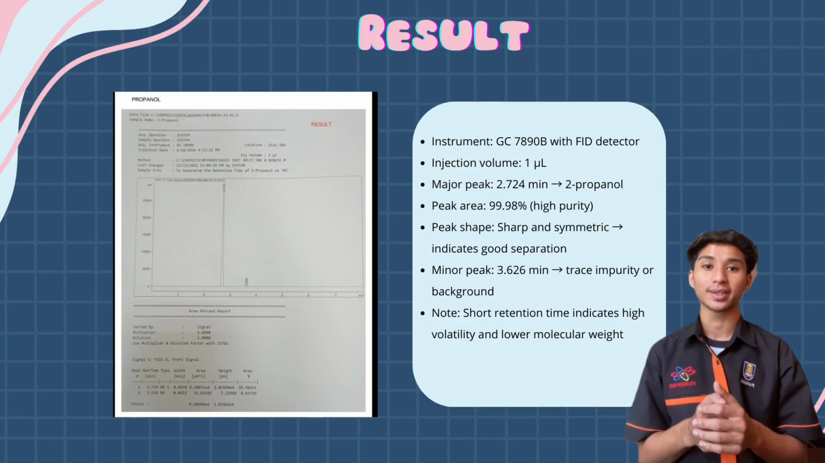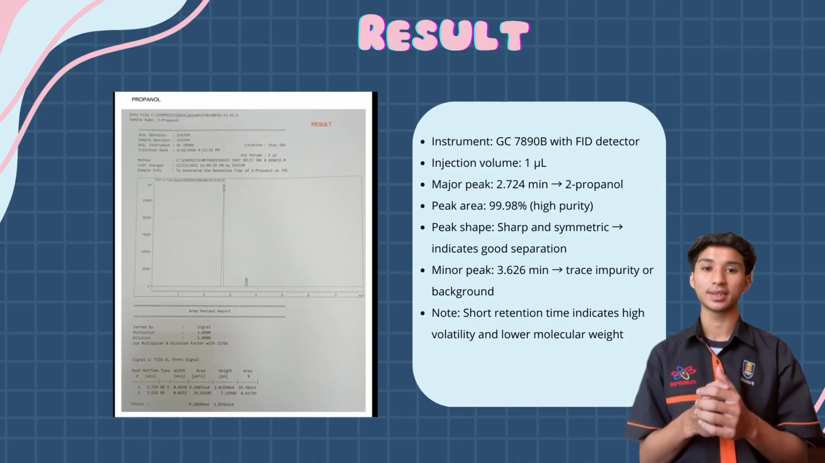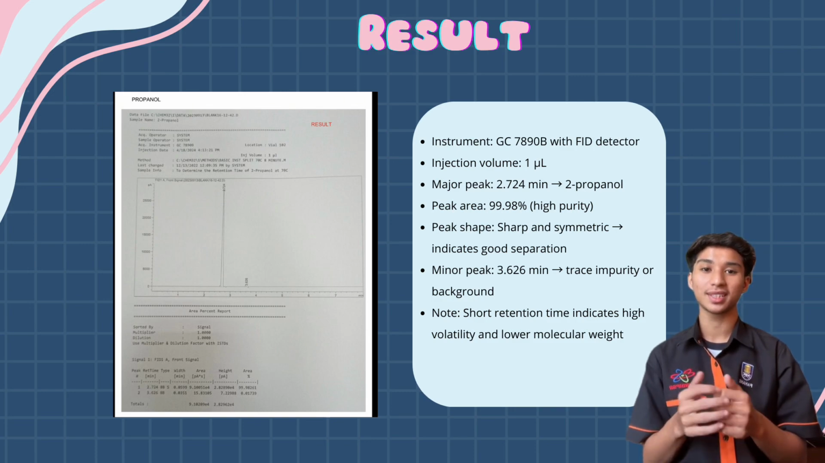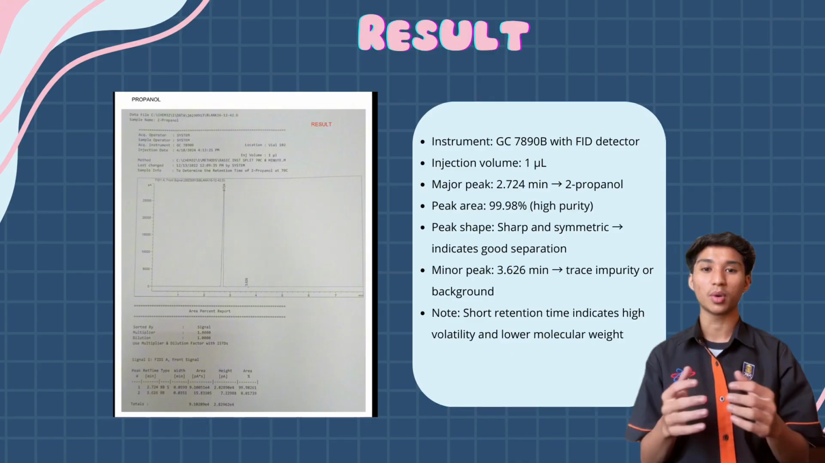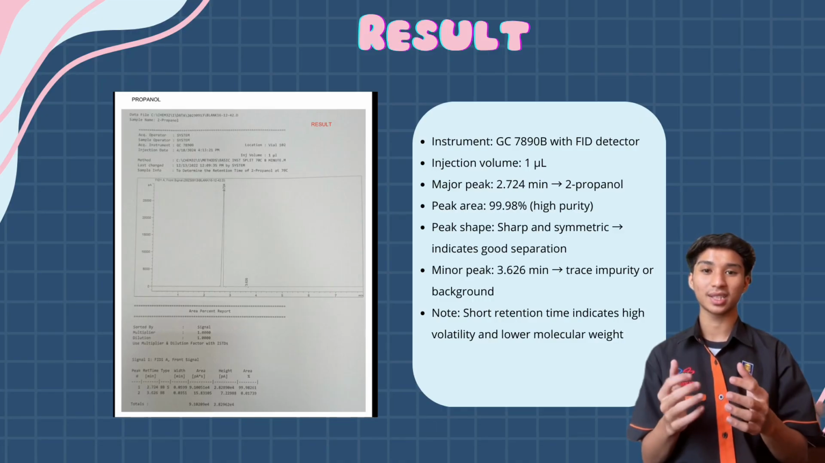Now, we go to the result for 2-propanol. 2-propanol was the first compound to show up in the chromatogram. This happens because it has a lower boiling point and doesn't interact very strongly with the stationary phase in the column. Because of that, it travels through the column more quickly and elutes earlier than the other compounds. The peak for 2-propanol was sharp and nicely symmetric, which indicates that the separation worked well. Any small peaks close to it are most likely due to trace impurities or background noise.